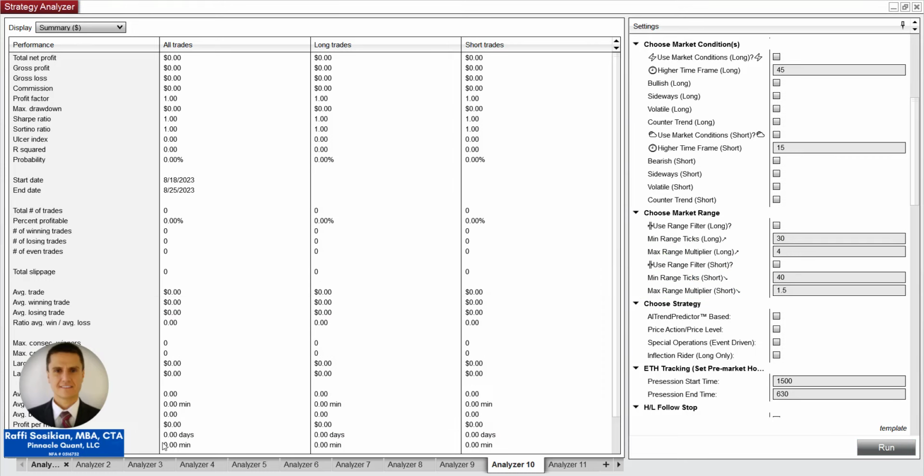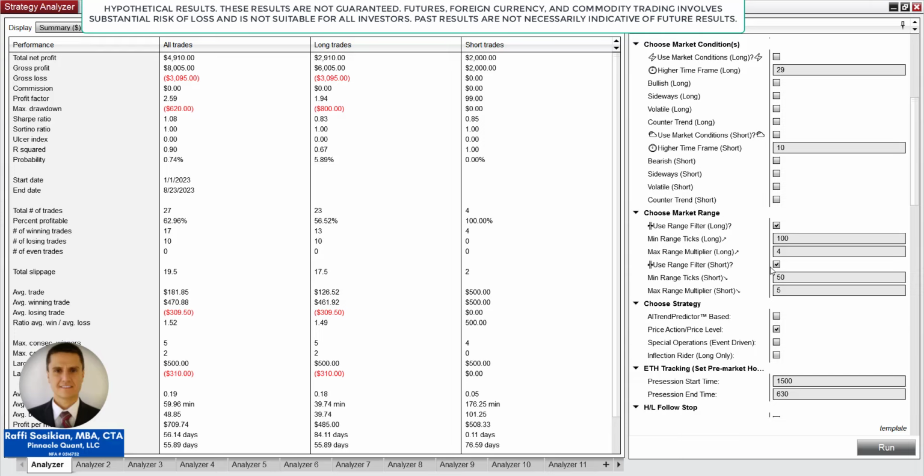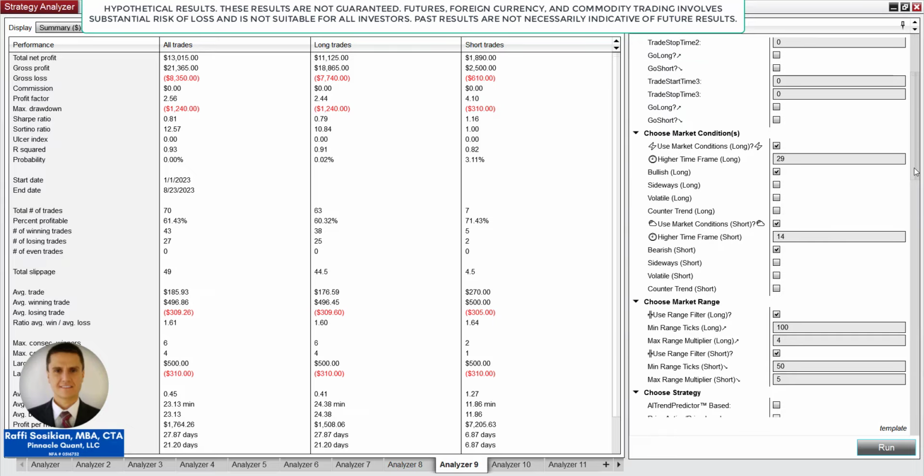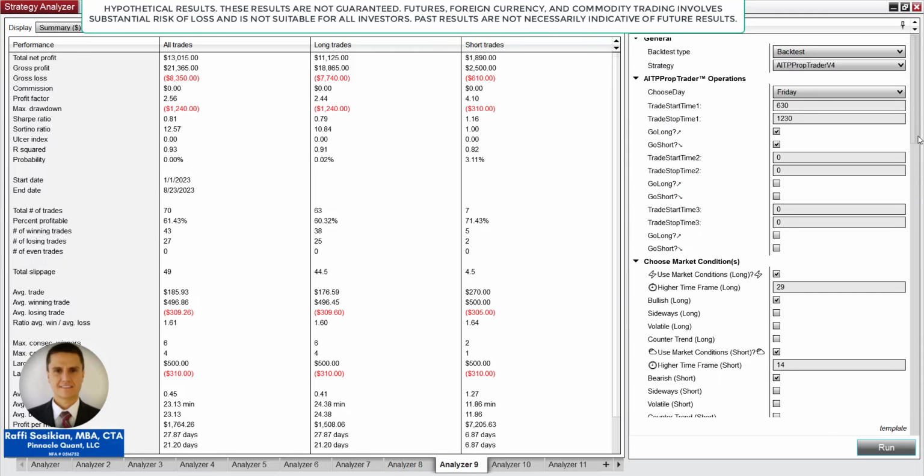Okay, let's take a look at all the backtests that we ran. So the first one that we ran, I'll go through these very quickly. That's the first one. That's the second one. That's the third one. That's the fourth one. That's the fifth one. That's the sixth one. That's the seventh one. That's the eighth one. And finally, that's the ninth one. Okay? So each of these had their own parameters selected, their own days selected.